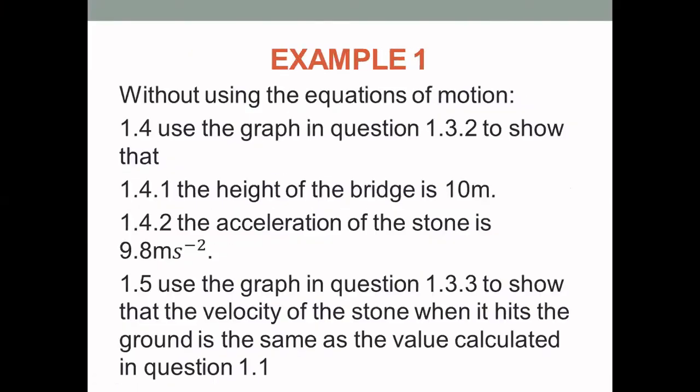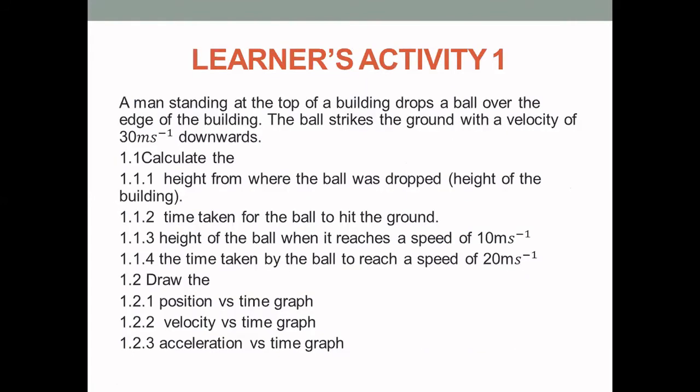Okay. Yeah, so we're done with question number 1. Learners' activities that you need to do by yourself at home. The first activity: a man standing at the top of a building drops a ball over the edge of the building. The ball strikes the ground with a velocity of 30 meters per second downwards. First question, you need to calculate the height from where the ball was dropped. Second question, you need to calculate the time taken for the ball to hit the ground.